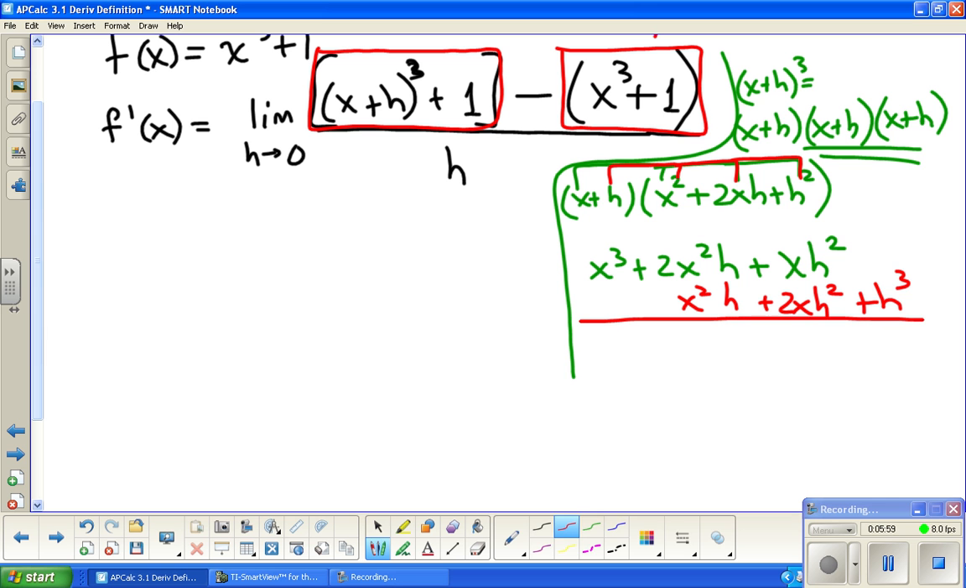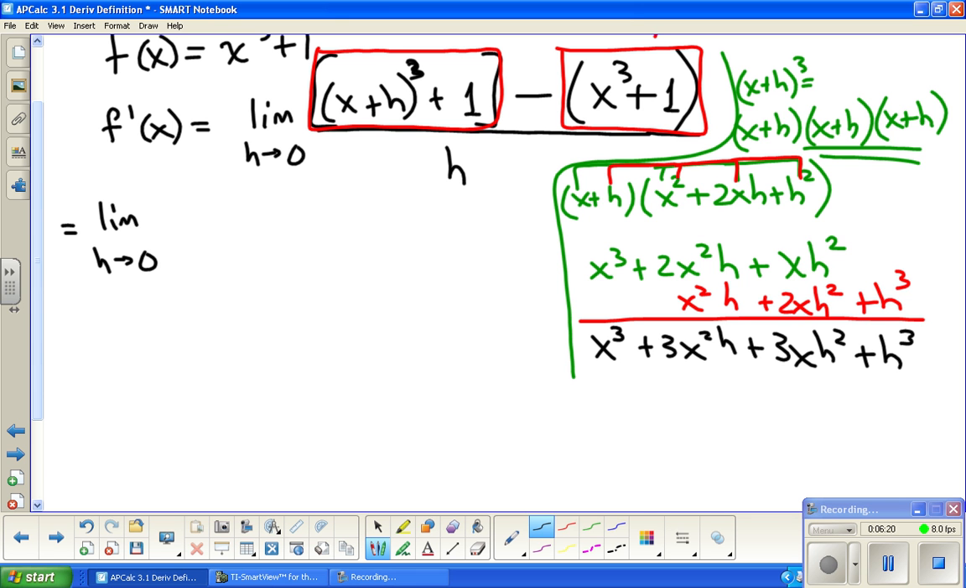Now again, I like to line those terms up so that I can see what's going on. It's easier to do this part now. Okay, all that was x plus h cubed. So now I'm going to come over here and continue on with my little derivative. Okay, so here's my x plus h cubed.